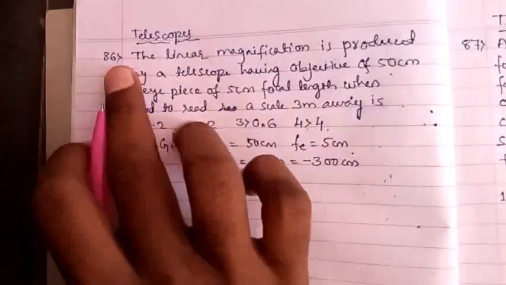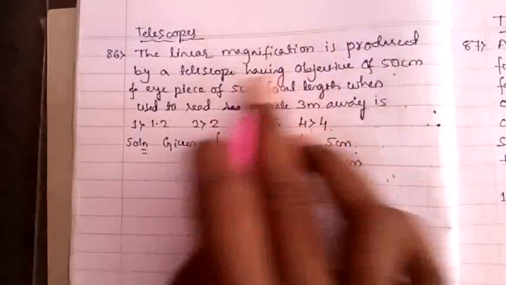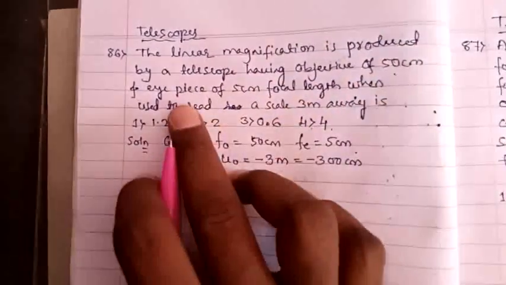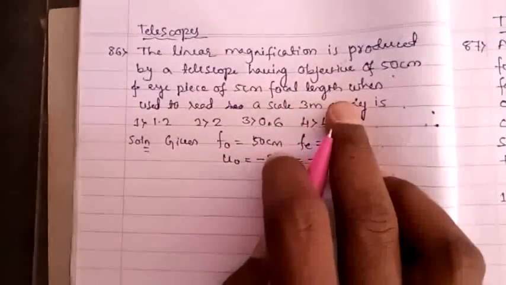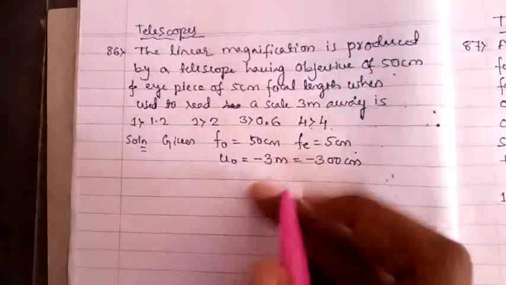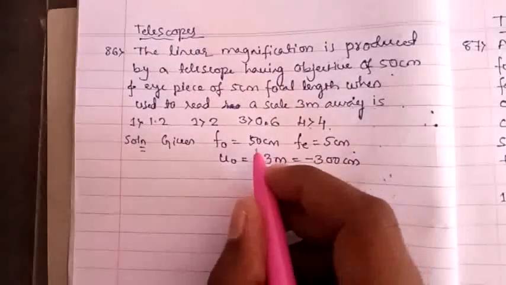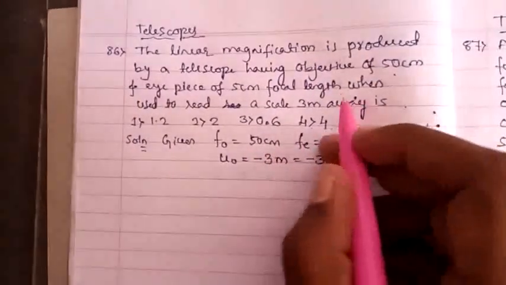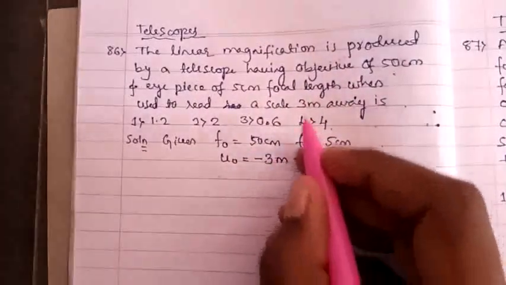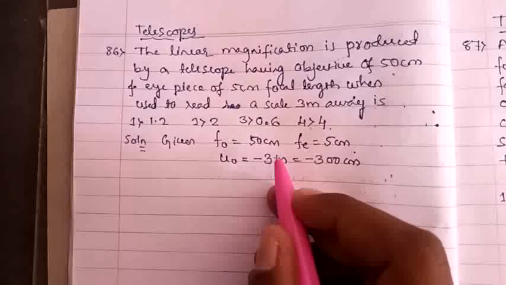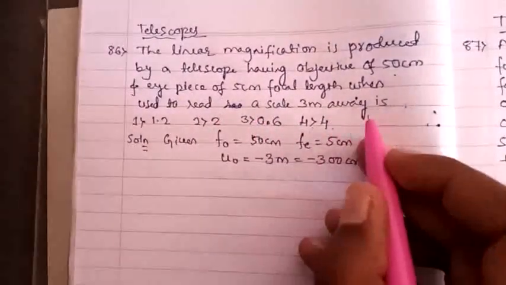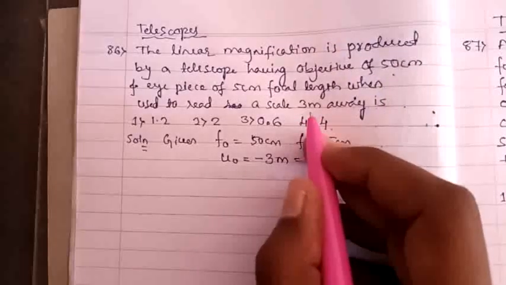Now 86th question. The linear magnification produced by a telescope having an objective of 50 centimeter and an eyepiece of 5 centimeter focal length. Means what is the focal length of the objective lens? That is 50 centimeter. I have written it already here. And what is the focal length of the eyepiece here? That is 5 centimeter. Both are positive here because both are convex lenses.